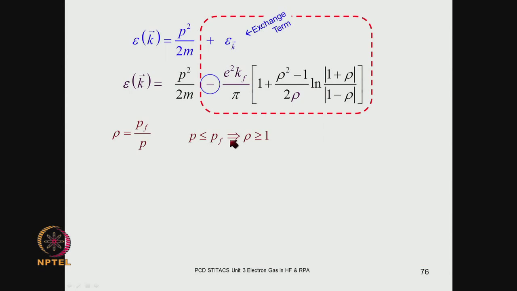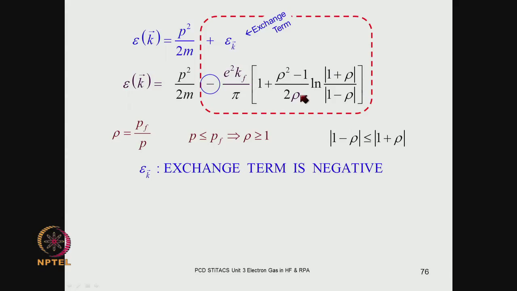So, by definition this p is always less than pF, which means that rho is always greater than or equal to 1. Okay. So, rho being always greater than or equal to 1, rho squared minus 1 will always be positive, and you can see that the exchange term will be essentially negative. So it reduces the energy with reference to the kinetic energy term. It does not add to that energy, it actually reduces it.